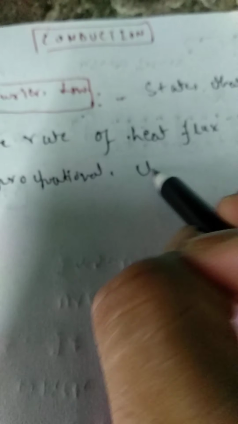Fourier's law states that the rate of heat flux is linearly proportional to the temperature gradient for one dimensional unidirectional heat conduction. So this is the statement of Fourier's law.